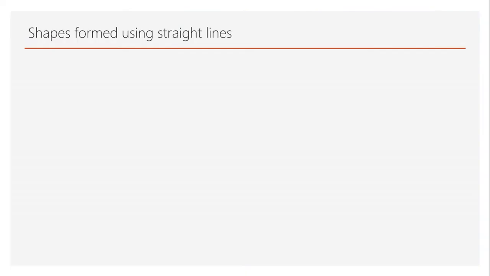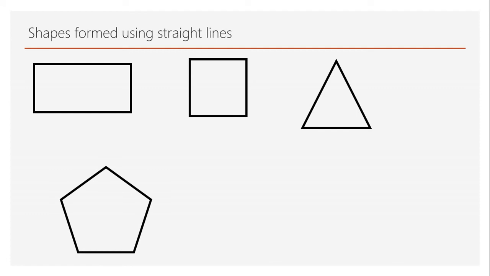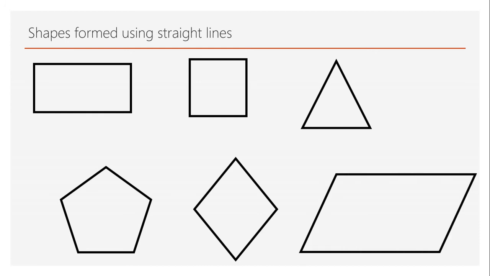Shapes formed using straight lines. So you are drawing straight lines, so what kinds of shapes can we draw? We are familiar with these shapes. This is a rectangle. A rectangle is drawn by drawing 4 straight lines. This is a square, a triangle, this diagram is called a pentagon, and this is a rhombus. These shapes are drawn using straight lines. This is a parallelogram. All these shapes are drawn using straight lines.